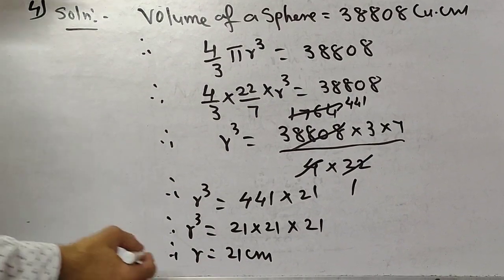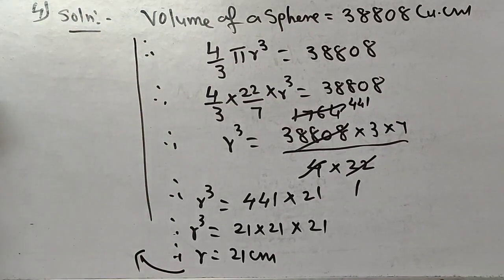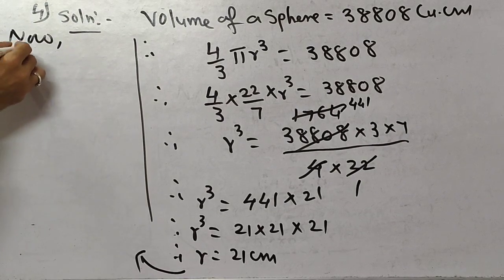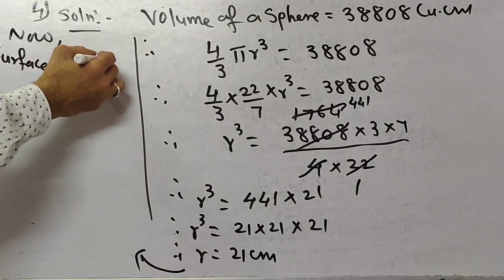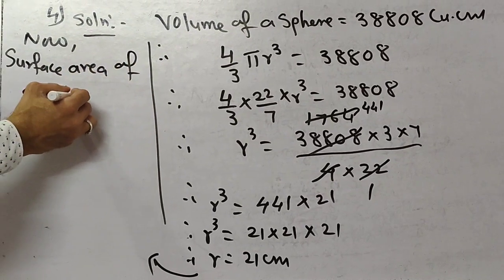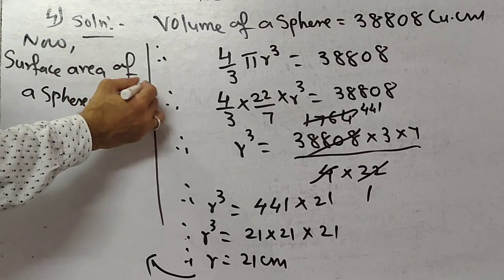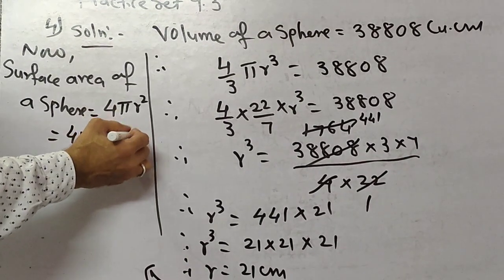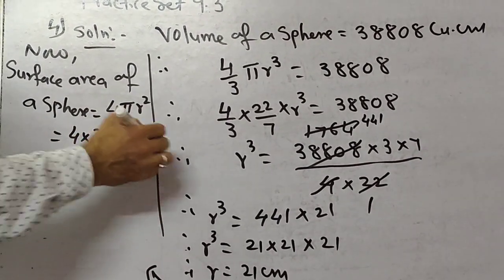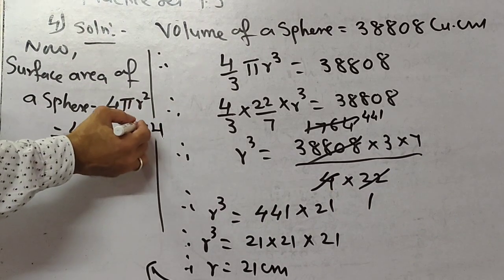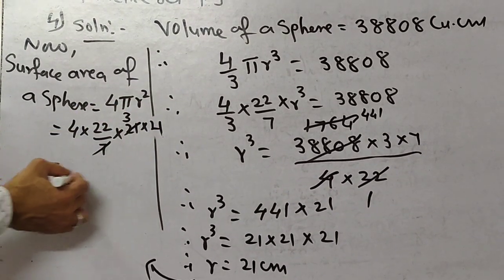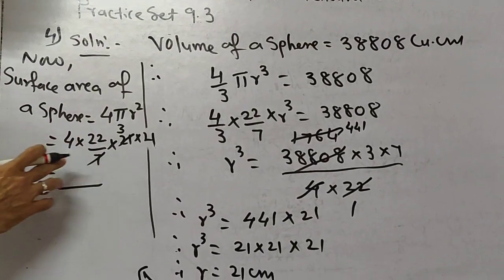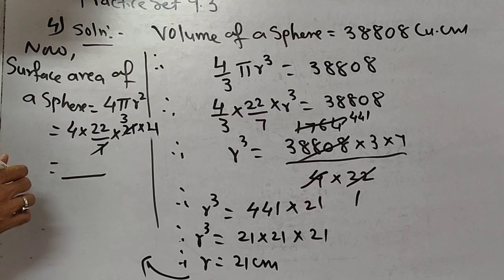Okay, now after getting this, we want the surface area of a sphere. Surface area of a sphere formula is 4 pi r square. 4 into 22 upon 7 into 21 into 21. 7 ones are 7, 7 threes are 21. All you have to multiply. When you multiply all this, you will get 5544.